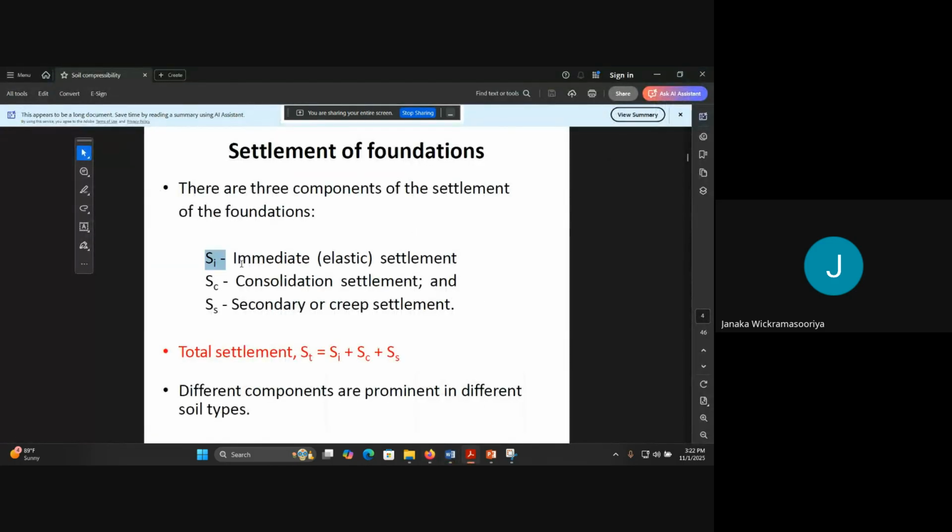Now first we will see how to determine the immediate settlement, but in your syllabus, we don't have to determine these immediate settlements. What you have to learn is only the consolidation settlement, right? But I will explain how to determine the immediate settlements, just for completeness.